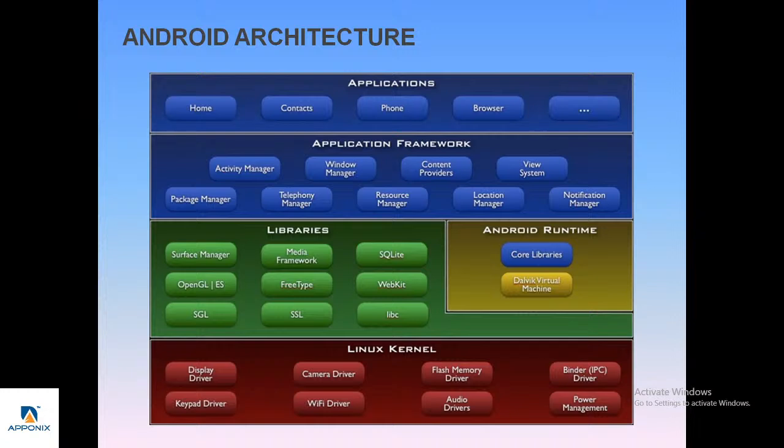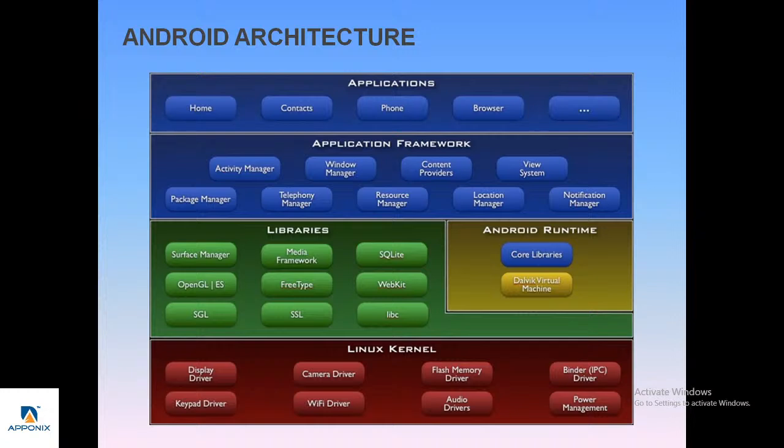And now we'll move to the third section, that is the application framework layer. In this application framework layer, we can see the activity manager, package manager, telephony manager, window manager, resource manager, content providers, location manager, view system, and the notification manager. So we'll see them one by one.